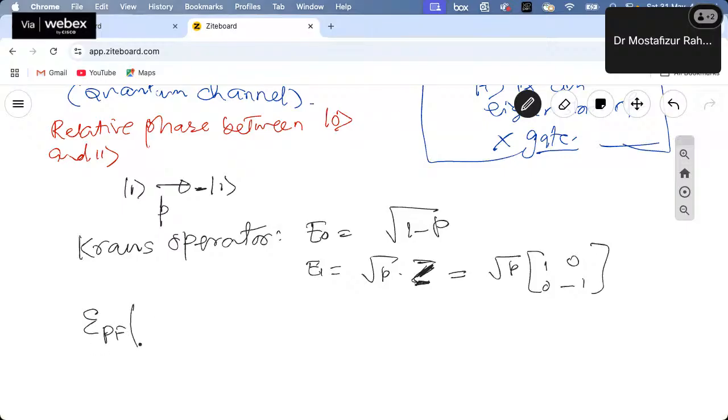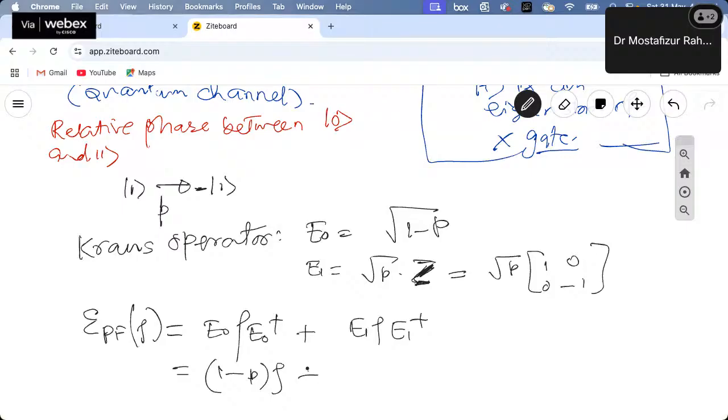So if these are the Krauss operators, then my channel, or the quantum operation on rho, can be written as E0 times the initial density matrix rho times E0 dagger, plus E1 rho E1 dagger. In this particular case, that equals 1 minus P times rho, plus P times Z rho Z dagger. So Z dagger equals Z actually. You can write dagger, but Z dagger equals Z. Okay.